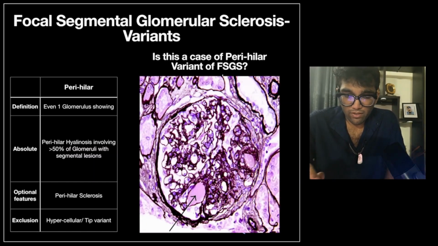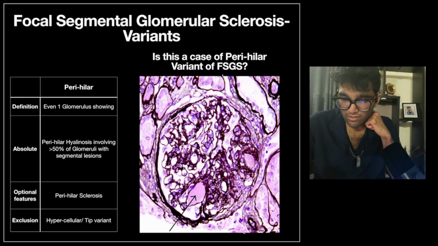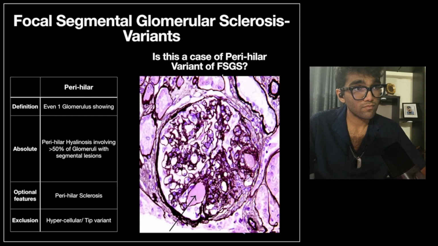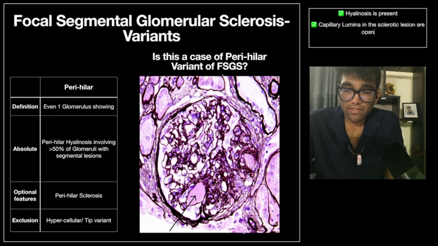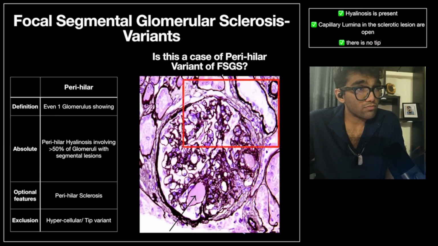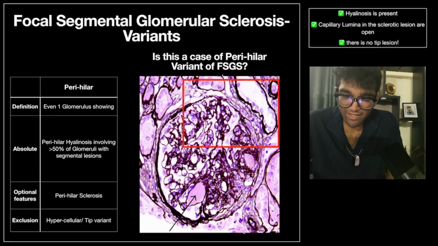Okay, so this is obviously Jones stain, that is a silver staining has been done. Okay, you can actually see the basement membranes. The black colored structures are the basement membranes, and what you find is that this is the hilum. Okay, so as you can see, the hyalinosis is present at the hilum. Capillary lumina in the sclerotic part of the lesion are open, as I can highlight here, and finally there is no lesion involving the tip. Actually, I cannot really identify the tip, so I really can't say. So there is no tip lesion.